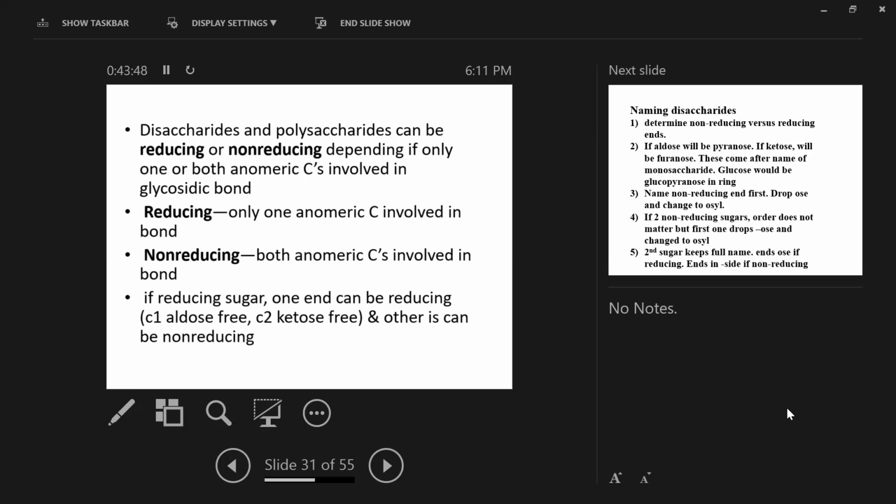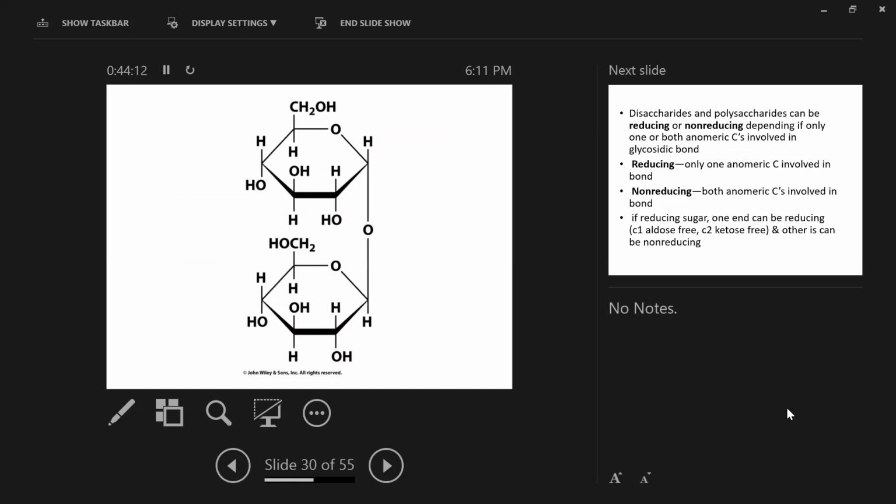But sometimes when you're naming it, you have to figure out which is the reducing end of the disaccharide to know which one to name first and second. So always the non-reducing end is named first, and the reducing end is named second. Non-reducing becomes before reducing. And if we go back to this picture, on this one, carbon number 1 is joined to carbon number 1. So this is going to be non-reducing, non-reducing. And we'll see that when I go over to name it. When they're both non-reducing, obviously it's non-reducing because there's no reducing in it. But it doesn't matter which carbon or which sugar you name first, if they're both non-reducing.